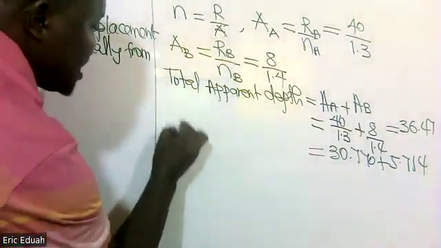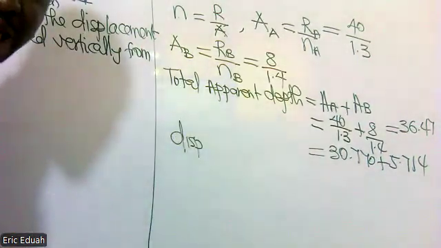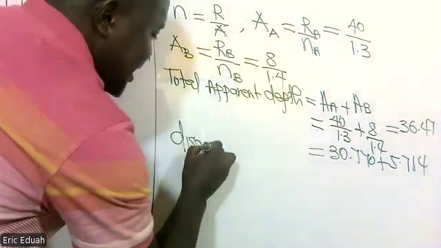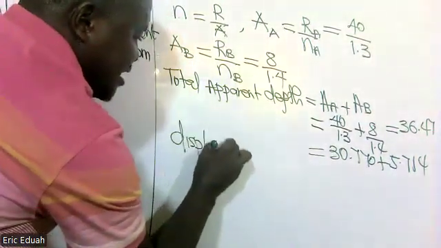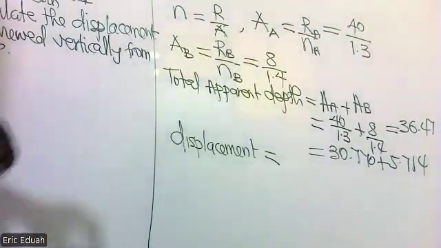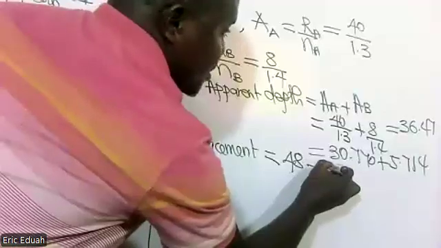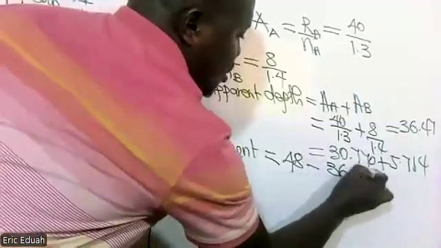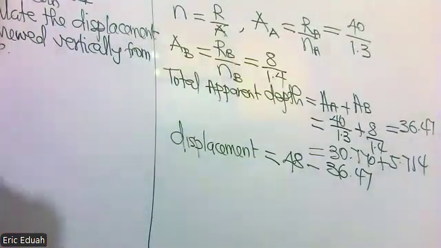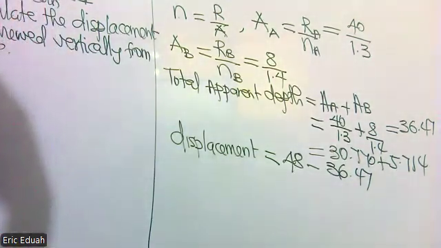Therefore, the displacement will be equal to the total real depth, which is 48, minus 36.47. And what is 48 minus 36.47? What's the answer?